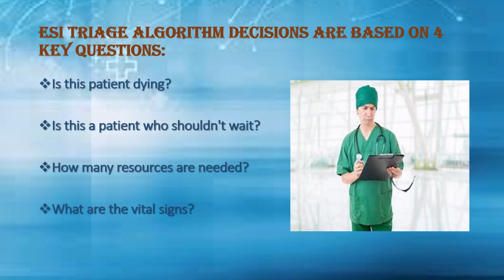So the ESI triage algorithm decisions are based on 4 key questions. When you have a bulk of patients arriving, you have these 4 questions to sort out in mind. Is the patient dying? Is this a patient who shouldn't wait? How many resources will I need for this patient? And what are the first vital signs? That is, vital signs provide you baseline data.